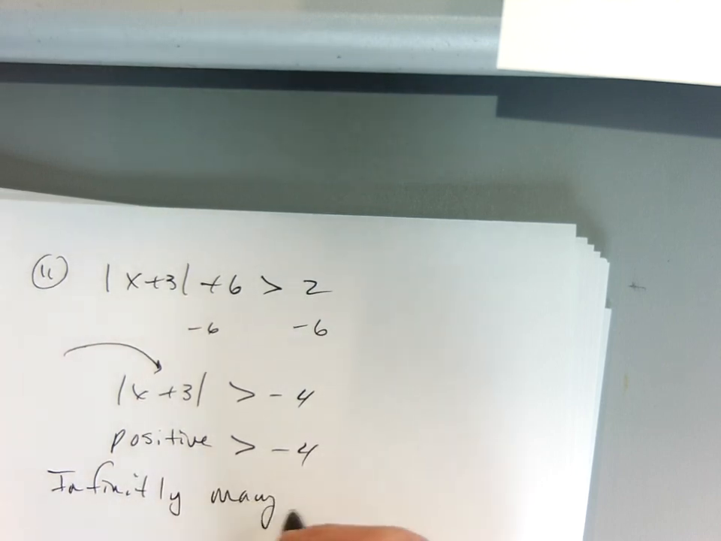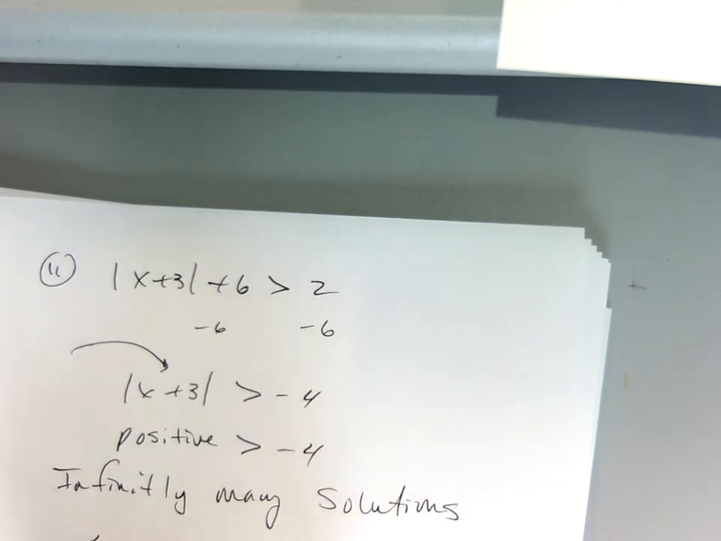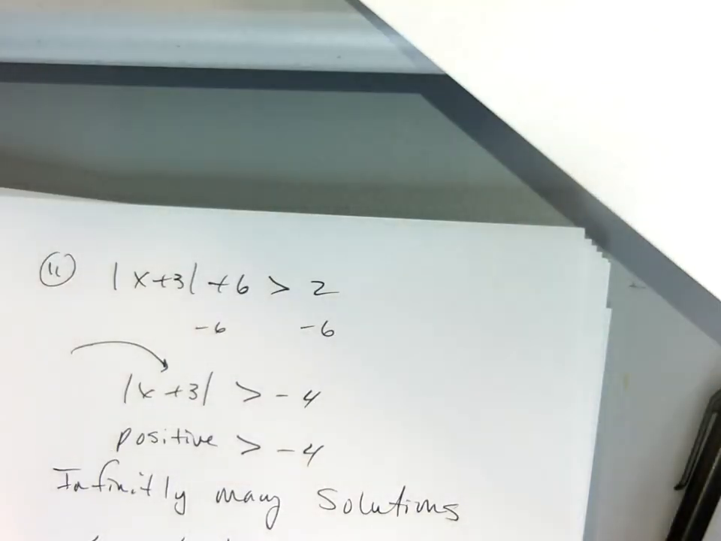On a number line, it's kind of silly, but on a number line, you just shade the whole number line, everything. Because every single point that you plug in will always come out positive, which is always going to be greater than a negative 4.